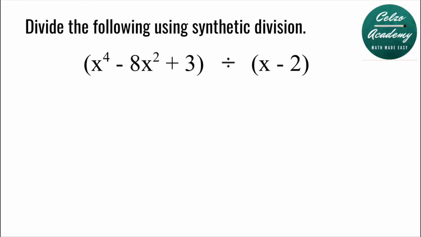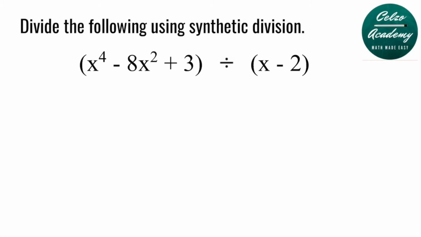Divide the following using synthetic division. x to the fourth minus 8x squared plus 3 divided by x minus 2. Give it a try and play the video whenever you're ready for the solutions.